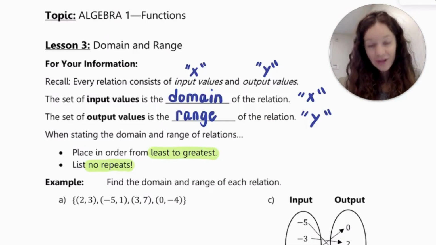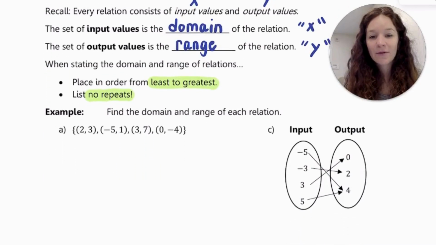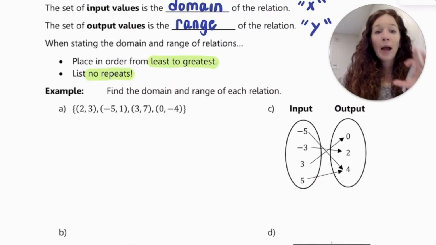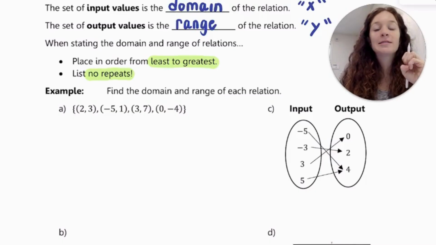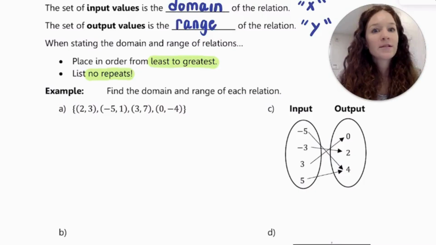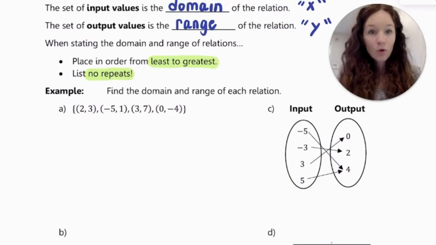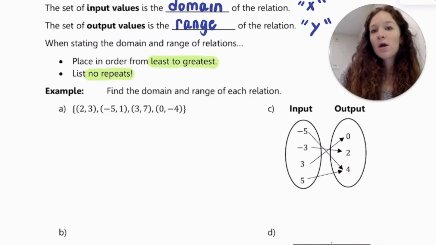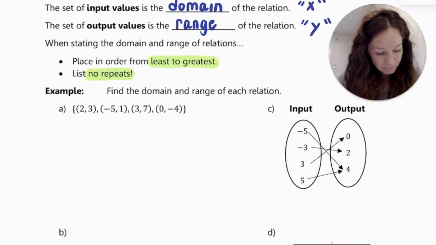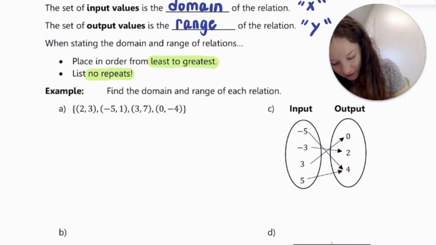So let's look at our first example here. And we kind of just have four problems. I'm showing you how we would take the domain and range if we're given an ordered pair, the four ways of representing a relation, whether it's an ordered pair, a table, a mapping diagram, or a graph. Okay. So for letter A, our domain.